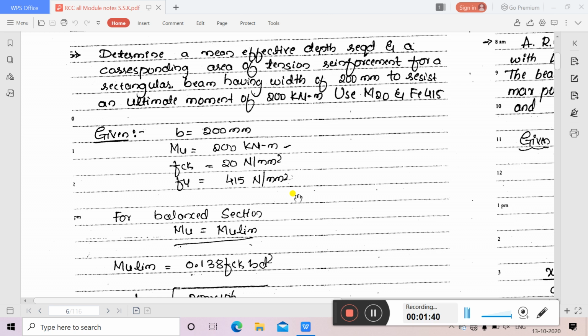Here what I will do, I'll be writing first the given data. b is equal to 200 mm, Mu is equal to 200 kilonewton meter, and fck 20 Newton per mm square, fy 415 Newton per mm square. These are all the given data.